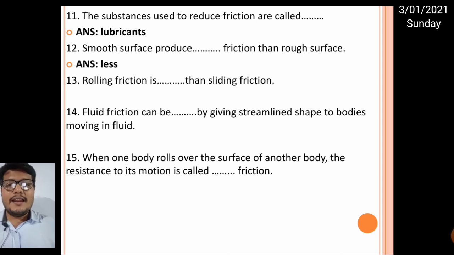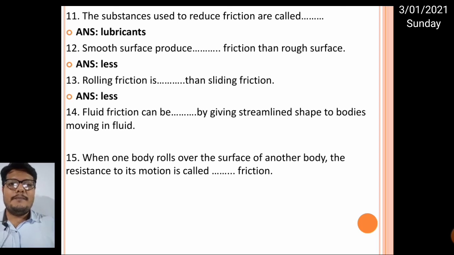Rolling friction is blank than sliding friction. Again those 3 frictions, static, sliding and rolling, right? Rolling is the lowest one, static is the highest, middle is sliding, and here they are comparing rolling and sliding. So rolling friction is always less than sliding friction.